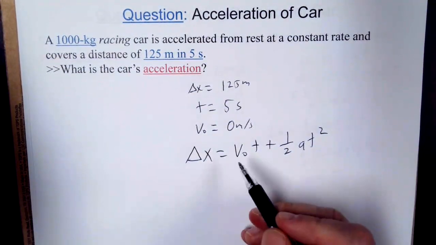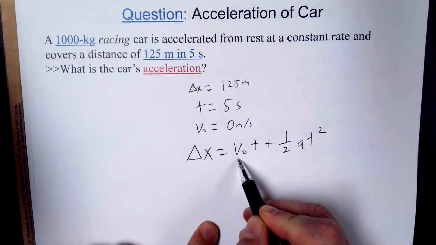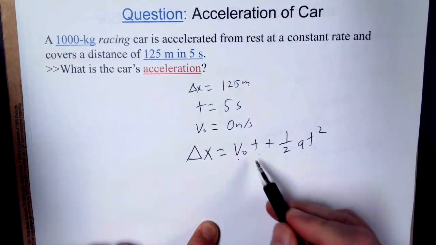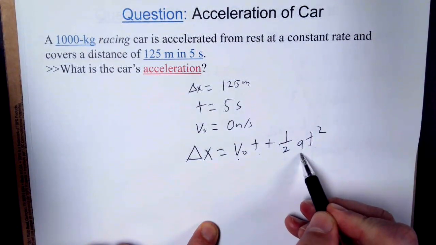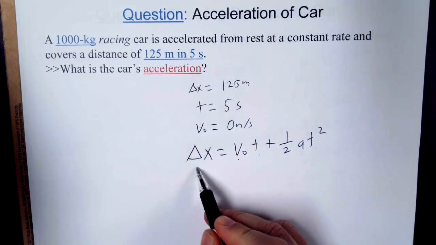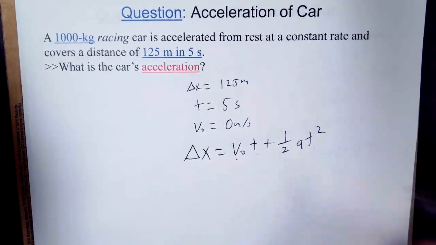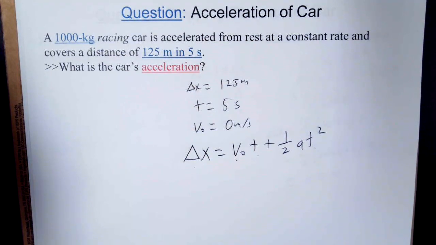If we look at this, we know the initial velocity, that's 0. We know time. We don't know acceleration, but we do know the displacement. So that means we know everything except for the acceleration in this formula, so we can solve for the acceleration.